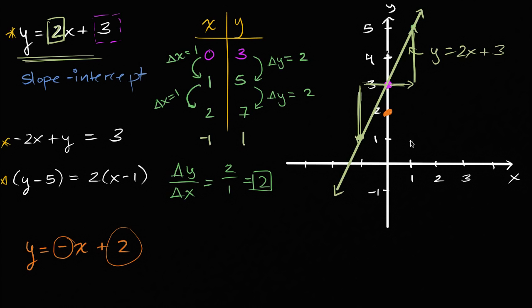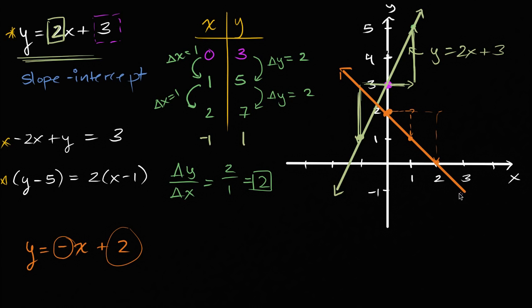So as we increase x by 1, we're going to decrease y by 1. If you increase x by 2, you're going to decrease y by 2. And so our line is going to look something like this. Let me see if I can draw it relatively neatly. My graph paper is hand drawn. It's not ideal, but I think you get the point. It's going to look something like that.